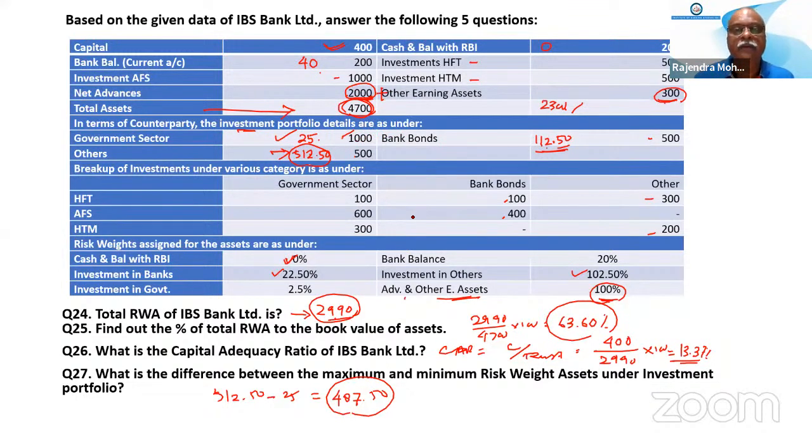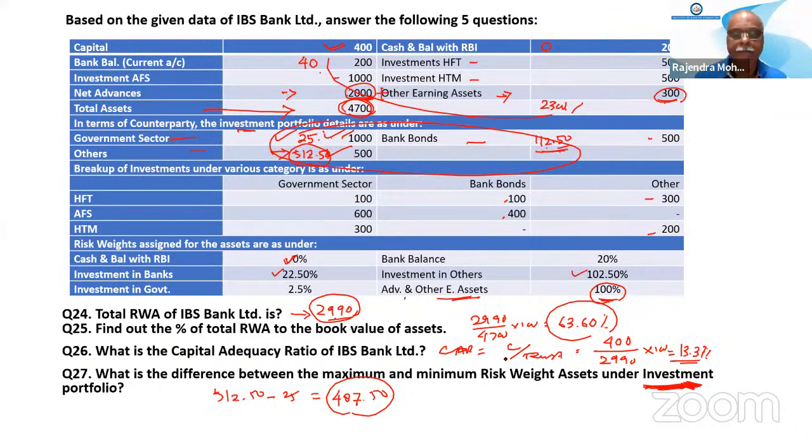It's 2300 we have got for this 100% advance and other earning assets. Yeah, you are right, but here it is given under investment portfolio. So net advances and other earning assets are not investments; these are loans. So you have to exclude all these and only take the investments: investment in government sector, others, and bank bonds. We have three data here: 500, 1250, and 25. So the maximum is this, the minimum is this, and the difference is this one. This is asking about the investment portfolio only, not about the advances.